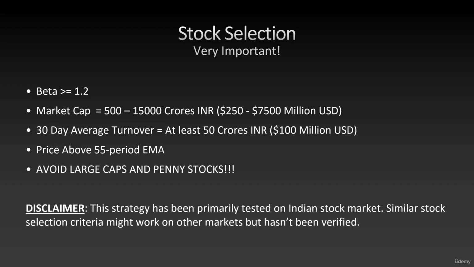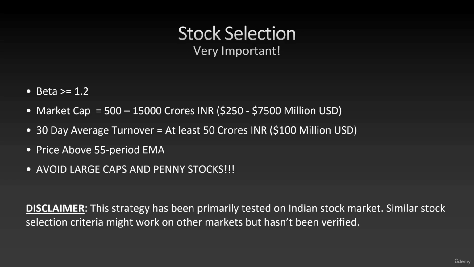And then 30-day average turnover. What exactly is turnover? Turnover is basically the value of the stocks traded in a given time frame, or even in a given day, right? So in this particular case, we are saying 30-day average turnover, which is price multiplied by the volume. So in Indian context, 30-day average turnover should be at least 50 crores. And if you are talking about US markets, you can go with a higher number like 100 million US dollars at a minimum. And then price should be above 55 period EMA for the long setups.